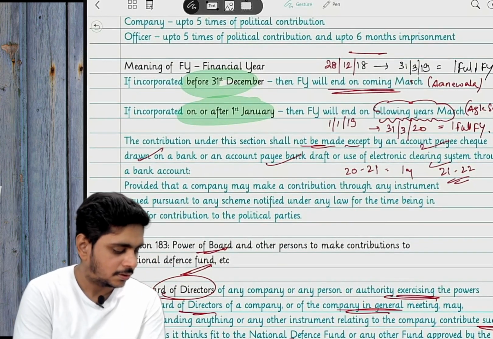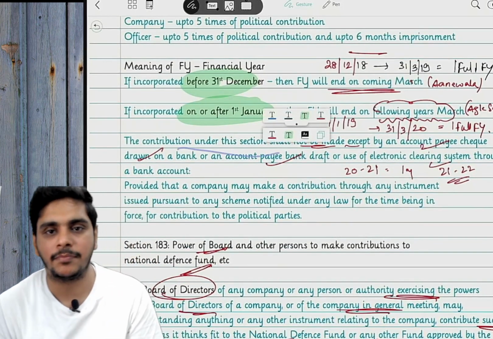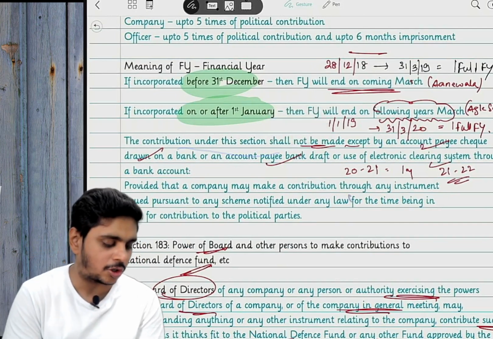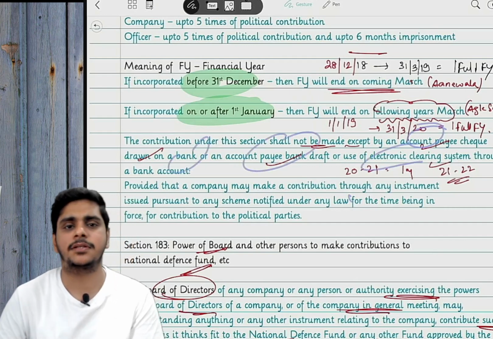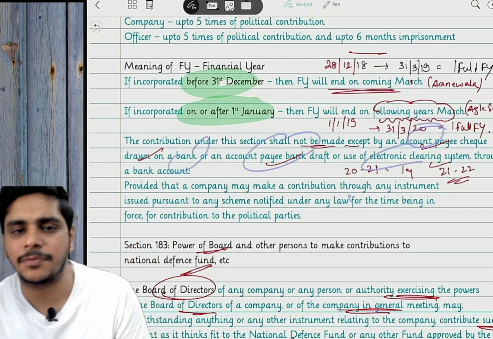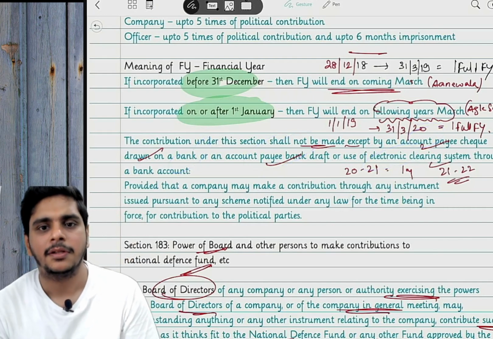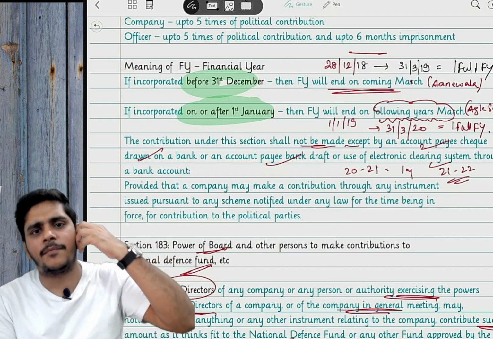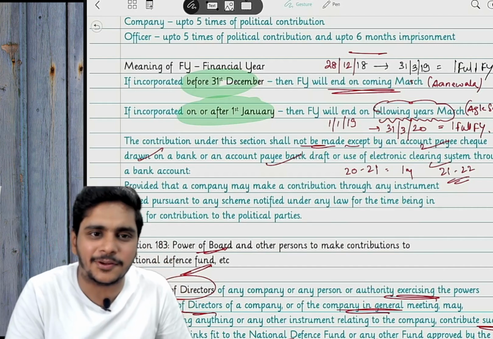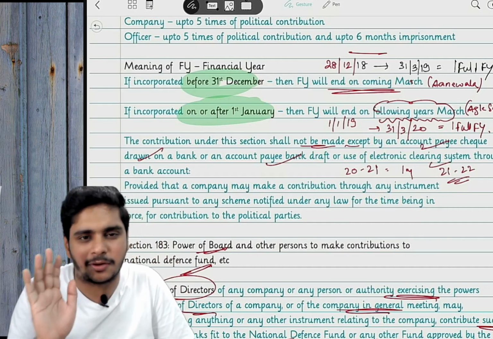The contribution under this section shall not be made except by account payee cheque drawn on a bank, account payee bank draft, or electronic system. That means you can't make it in cash; it has to be via bank transfer. A company may make a contribution through any other instrument if the government notifies such a scheme in future, like GPay, but right now online is allowed.